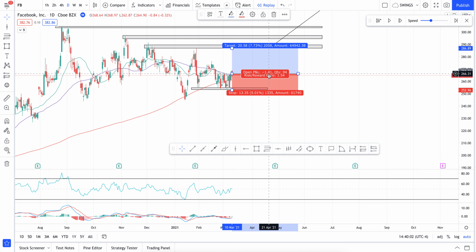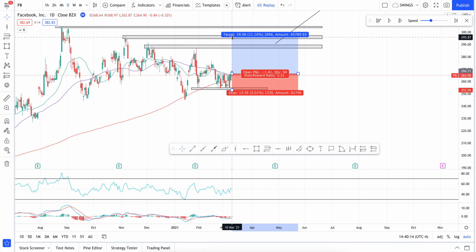I would like to get a 2-to-1, but I'm not going to force a 2-to-1. I'm going to make it make sense by using resistance. So maybe this might be my first target. What if I extend this to my second target? If I extend this to my second target, now I'm looking at a 2-to-1 risk to reward ratio where I risked 5% in order to get myself a 10% or higher gain. That is a good position to take, right?